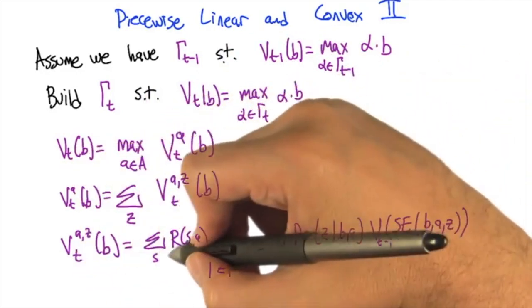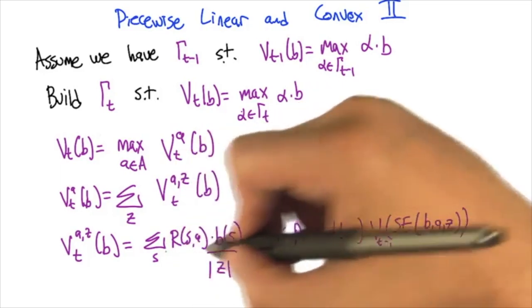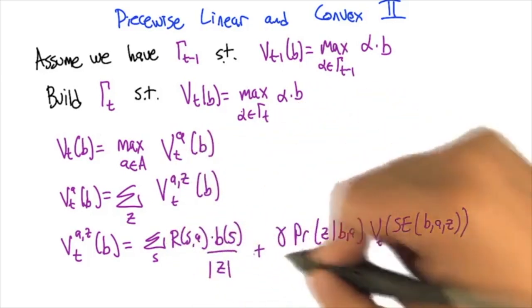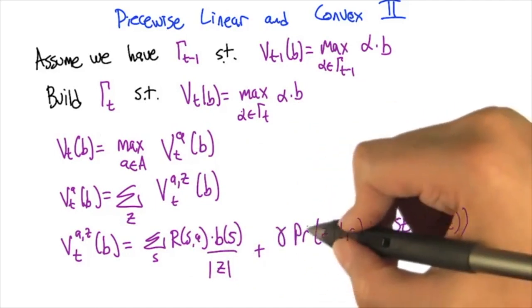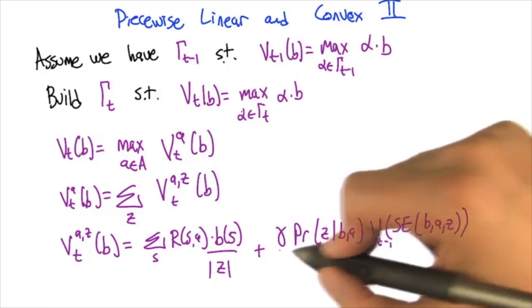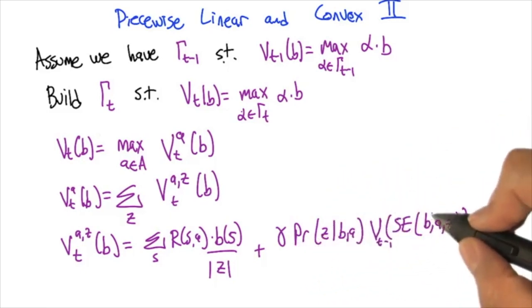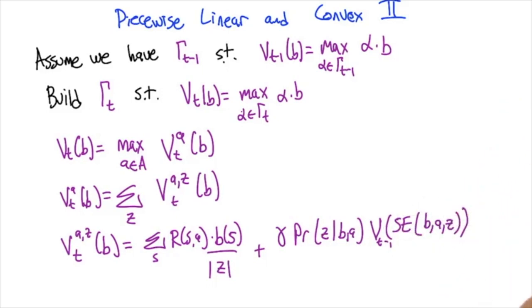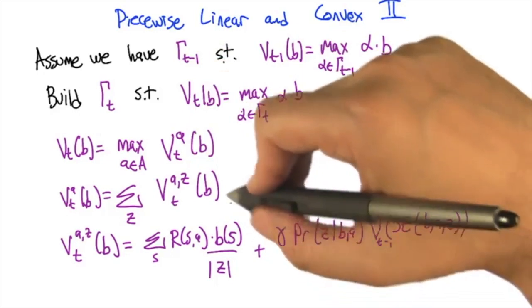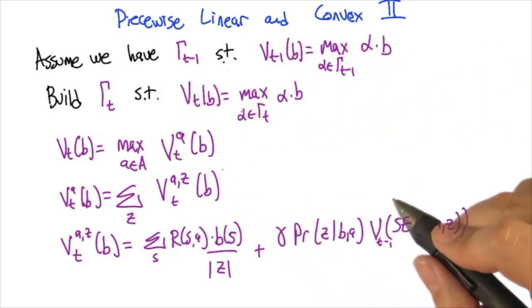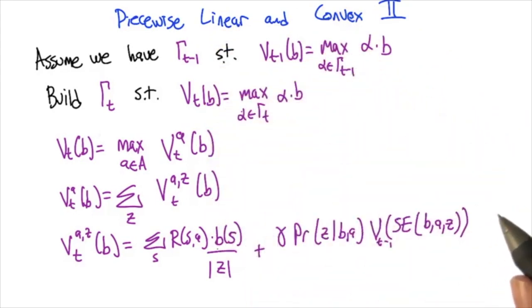And what is that something else? It turns out to be the sum over all states of the reward function for that state given that action times the belief state, normalized by the number of observations, plus the discounted expected value of the next state. The expectation comes over the observation Z, and then the value of the next state is VT minus 1 of the state estimation of BAZ. This is really just the Bellman equation, but I unrolled it, so that each of these operations is going to be easier to build out of vectors.